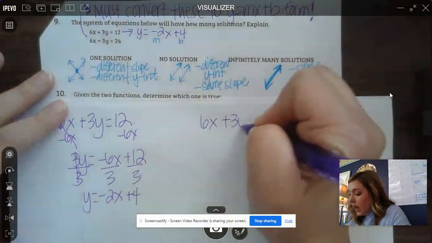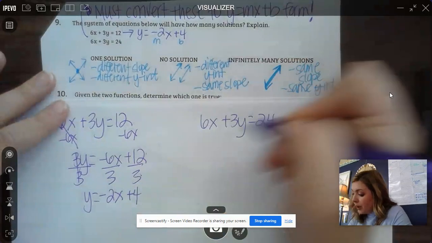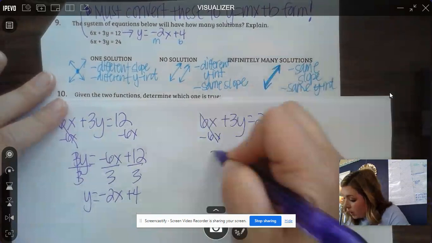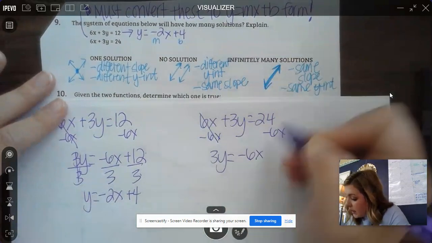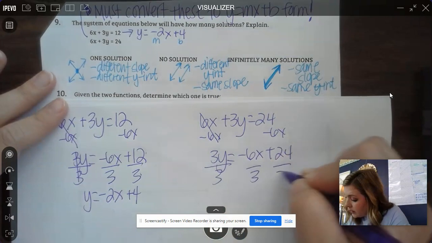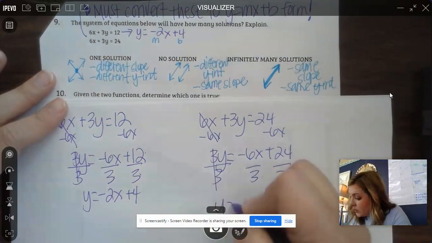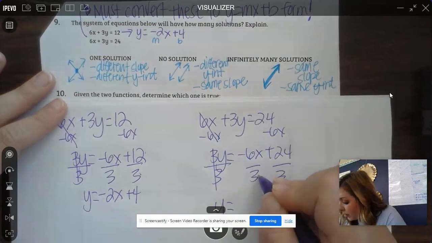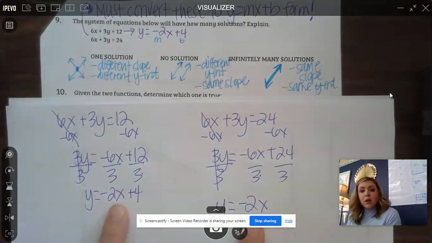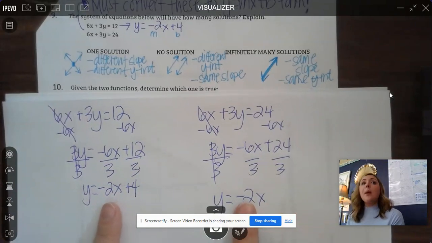6x plus 3y equals 24. Again, I'm going to bring 6x over to the other side as a negative. 3y equals negative 6x plus 24. Divide by 3, divide by 3, divide by 3. Y equals negative 6 divided by 3 is negative 2x. I'm going to pause right here. The slopes are the same. So what option have you ruled out of this being?